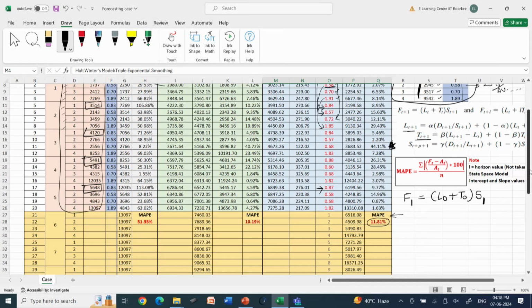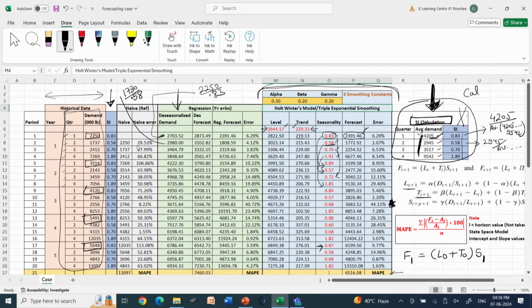If I look at some other methods, in columns G and H of this table, we have the naive method. Naive means I am not doing anything: whatever was the demand of the previous period, I consider the same demand for my next period. I do not consider any seasonality or trend. If there is a change, whatever change happens in the next period will be the demand for the further next period.